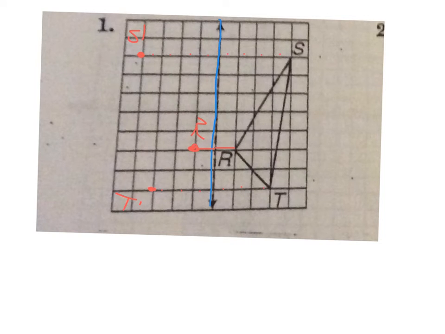And I'm going to connect them. Oops, I forgot to put my R prime. So I'm going to connect them, R, S, T. I have the same triangle, same size. It's just flipped over the vertical line that they gave us to reflect through. Okay, we're going to move on.